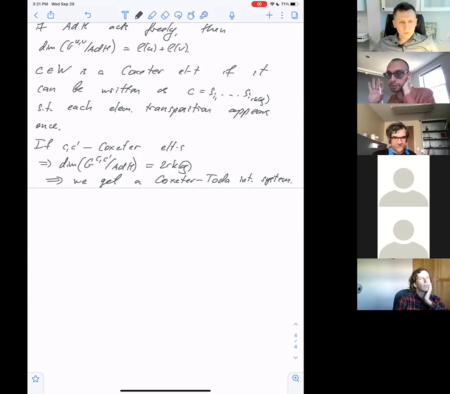But about your definition, is the Coxeter Toda system in some particular case just an open Toda chain?